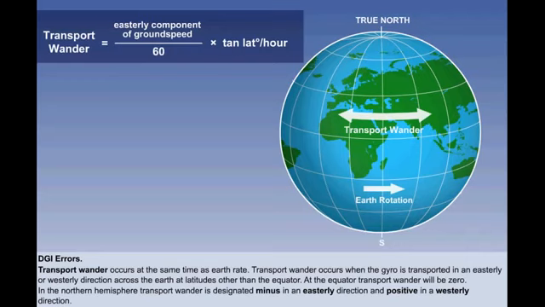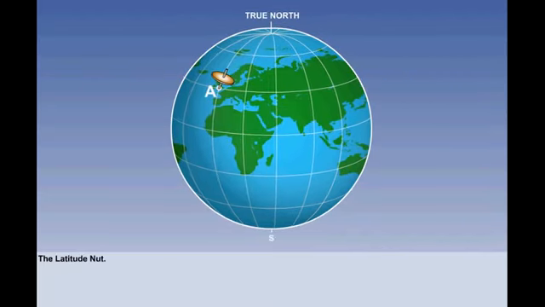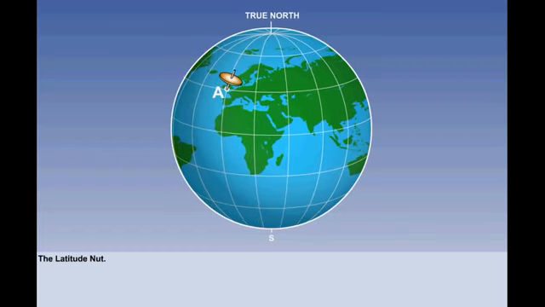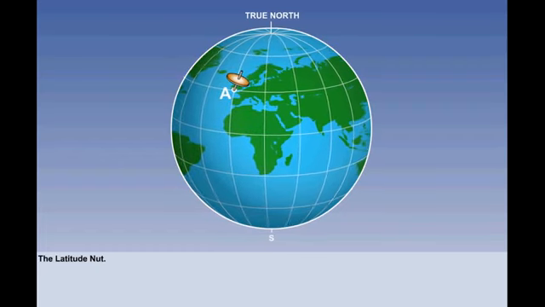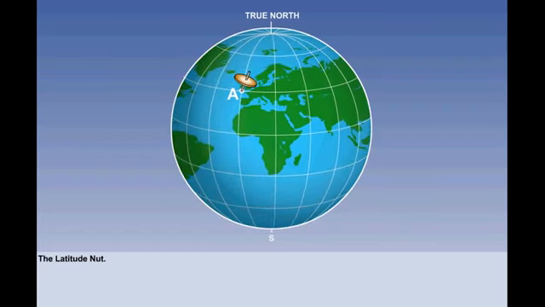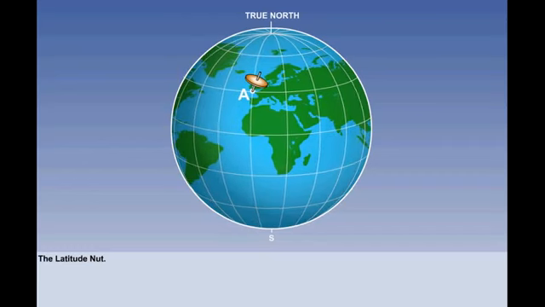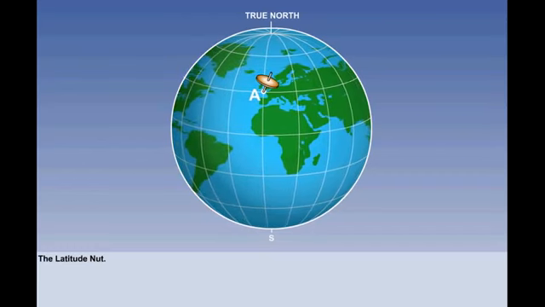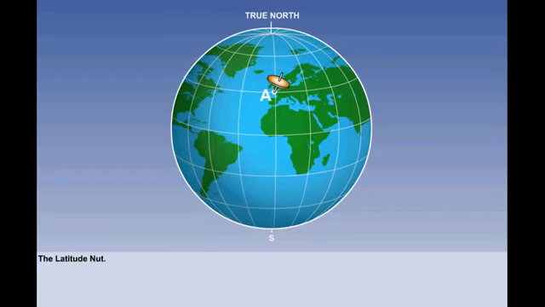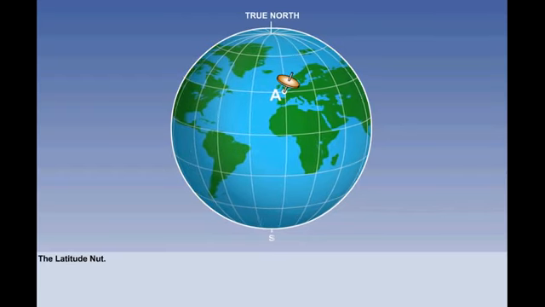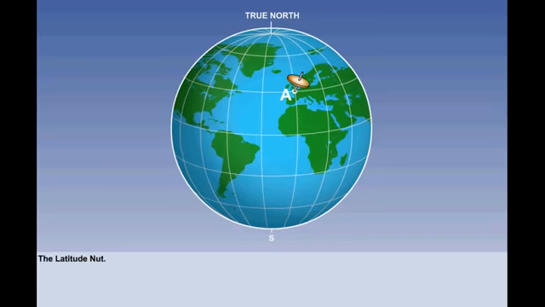Before going on to consider the errors caused by incorrect rotor speed, we need to know what a latitude nut is. We have seen that if the gyro remains in a fixed direction in space, apparent wander will occur due to Earth rate.